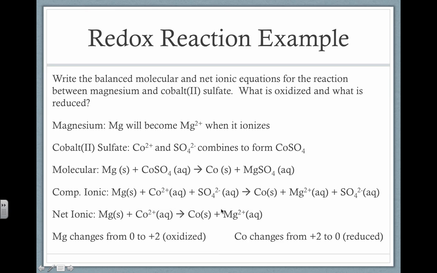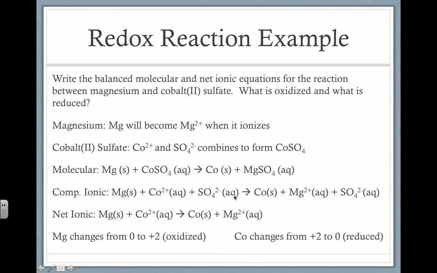Here's an example of a redox reaction. Let's say we had magnesium and cobalt(II) sulfate. Magnesium, when it ionizes, will become Mg2+. Cobalt sulfate is the result of cobalt ions and sulfate ions combining to form CoSO4. The molecular equation is listed here, and then I showed the complete ionic equation.